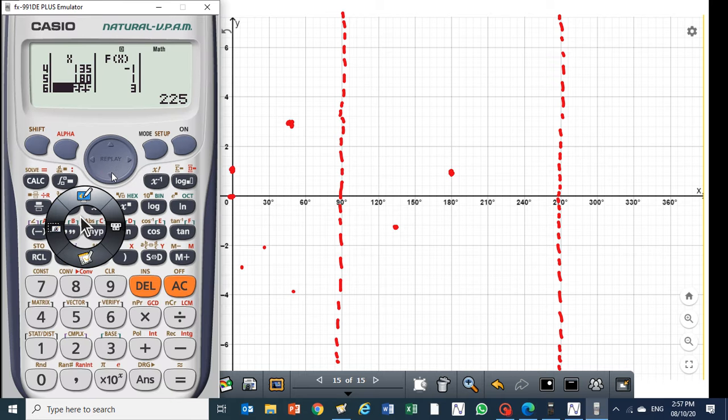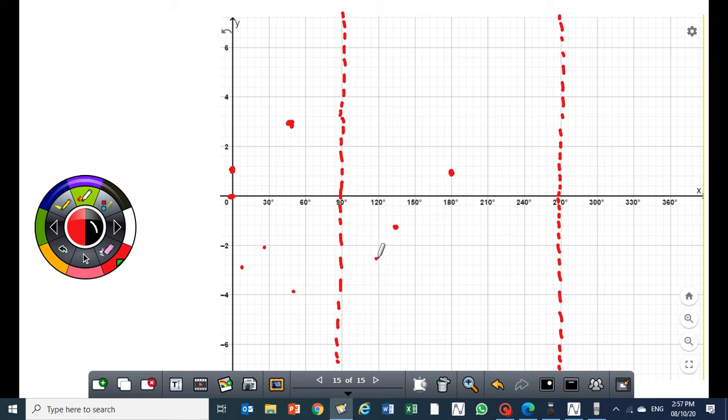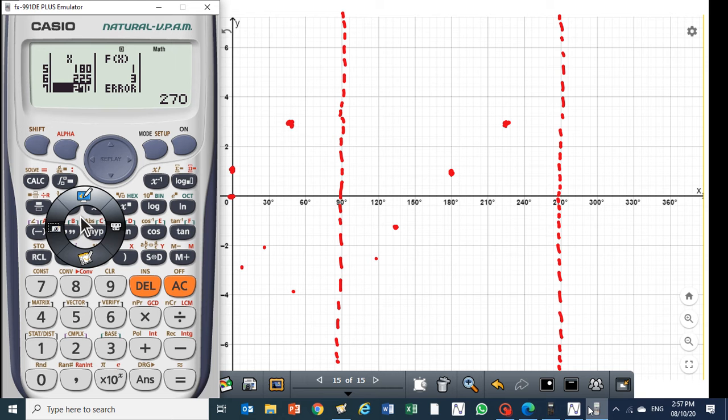Then we go down. 225, y is 3. And 270, that's an error, an asymptote. So 225 is somewhere in the middle here. Y is going to be 3, which will be somewhere there. It will be the same point as that, same level.